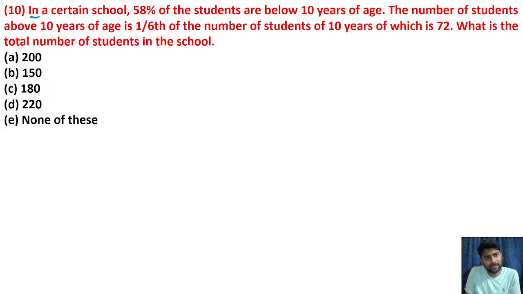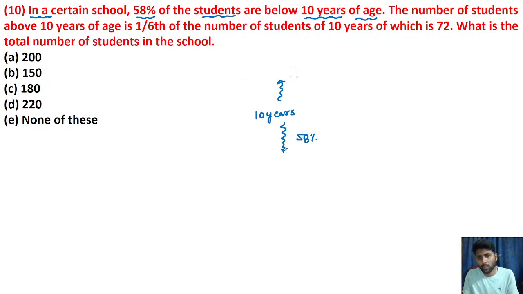Now, see, in a certain school, 58% of the students are below 10 years of age. Clear? So if I am taking the graph in this way, 10 years. So below 10 years, the total number of students is exactly equal to 58%. The number of students above 10 years is equal to one sixth of the number of students of 10 years. So 10 years age is exactly equal to 72. Now it is one-sixth of 72. The value becomes exactly equal to 12 members.